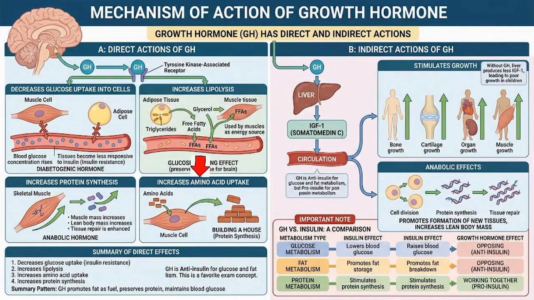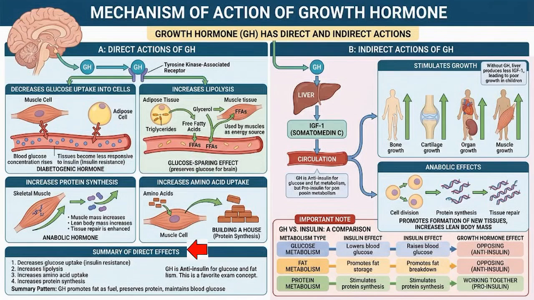4. Increases amino acid uptake. Proteins are built from amino acids. Growth hormone increases the transport of amino acids into muscle cells. By providing more amino acids inside the cell, GH supplies the raw materials needed for protein synthesis. Think of amino acids as the bricks and protein synthesis as building a house. GH delivers more bricks to the construction site.